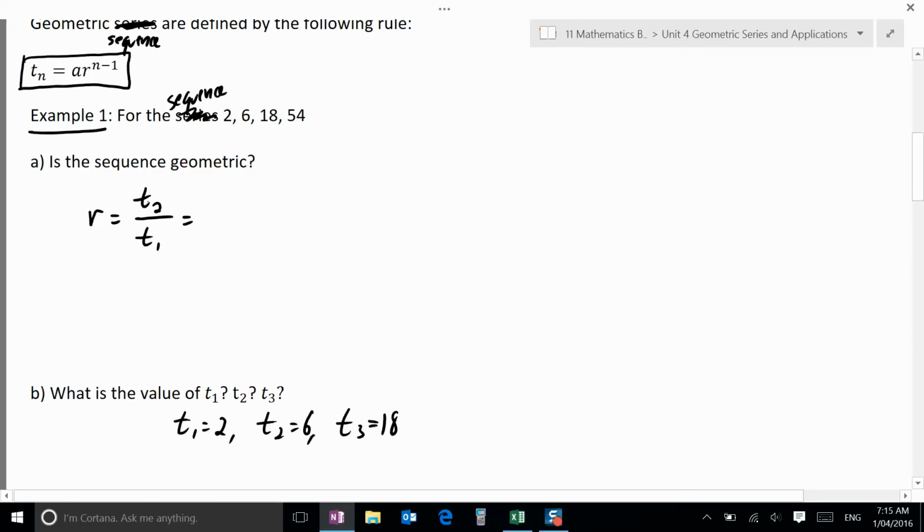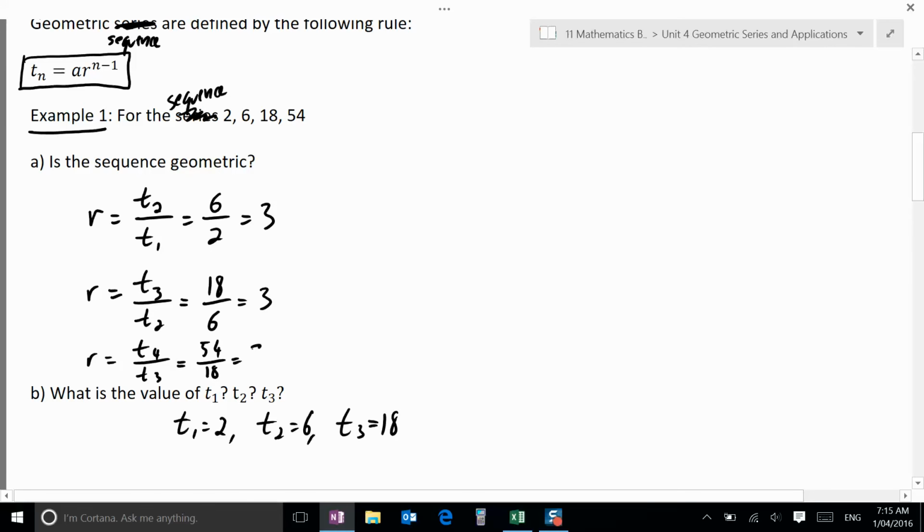So to find the thing we're multiplying by, take the second term divided by the first term. So 6 divided by 2 gives me 3. And check that it's the same for the next two terms as well. 18 divided by 6 is 3, yeah. And check that it's the same for the last two terms as well. Yeah.